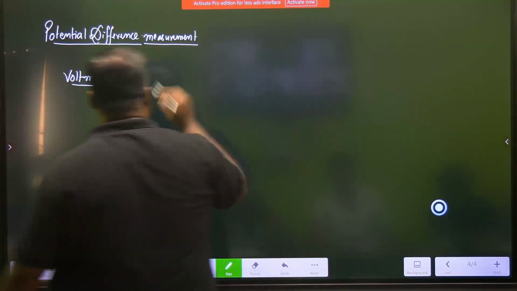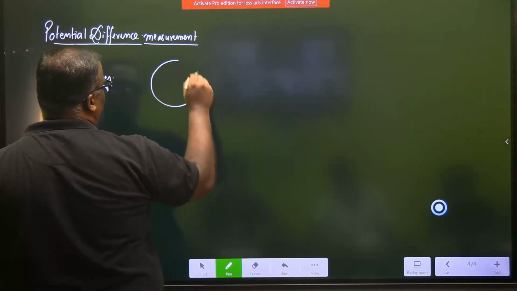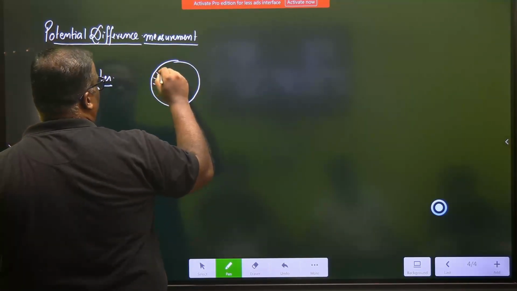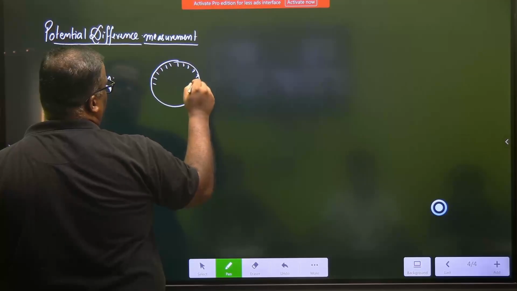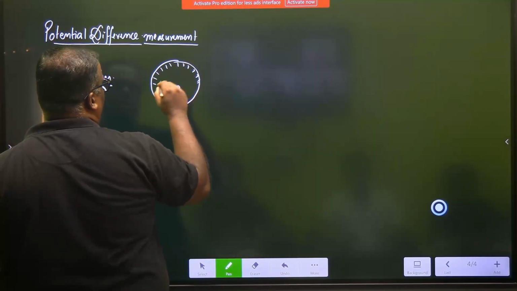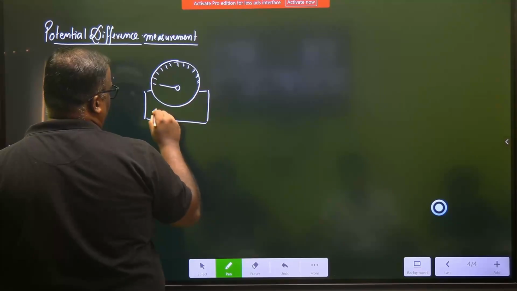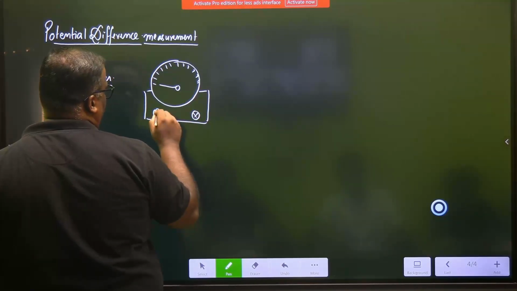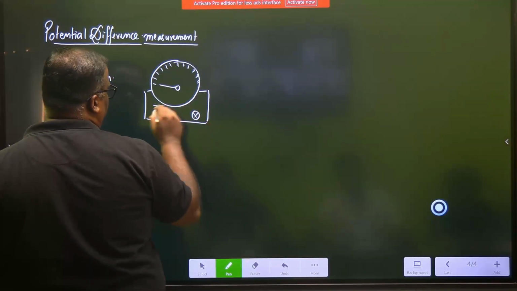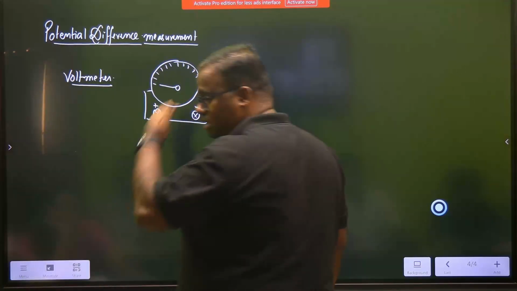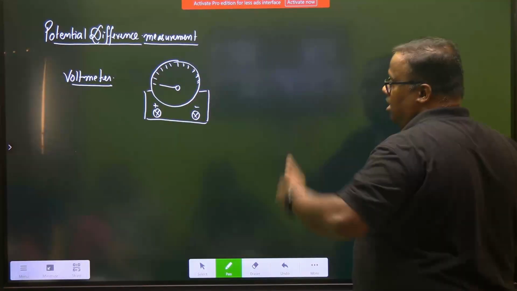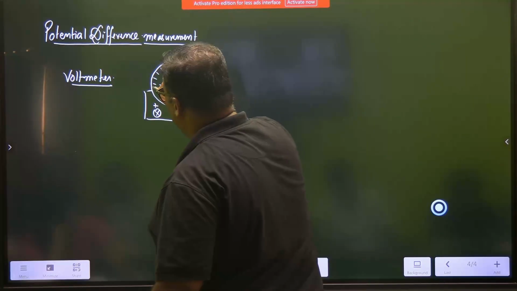So what is a voltmeter? A voltmeter will be a device like this. It will be graduated like this. There will be a needle associated with it. And there will be two connection ports in it, one port written as plus and one port written as minus. This is a voltmeter, okay? And it will be measuring volts depending on something.